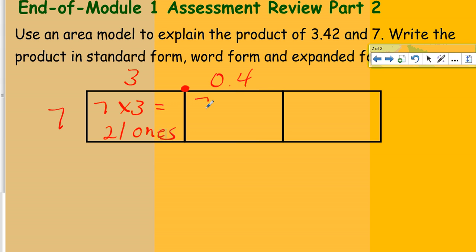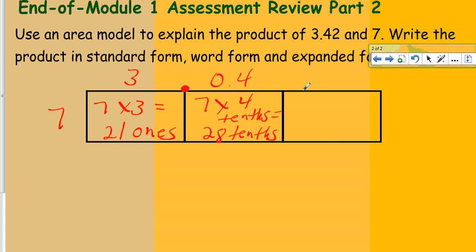0.4. So in here, we're going to write 7 times, let's go ahead and just write it out here, 4 tenths, which is going to equal, if you do it, 28 tenths. Okay.